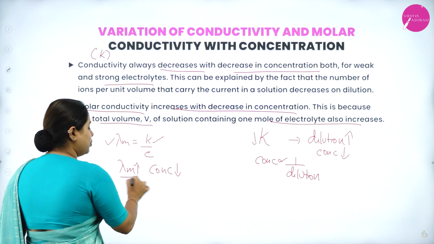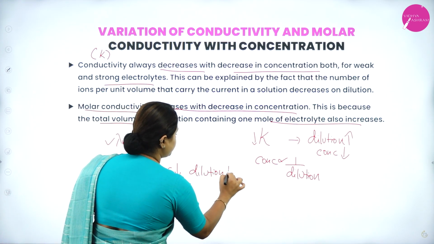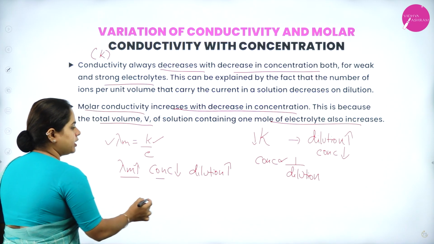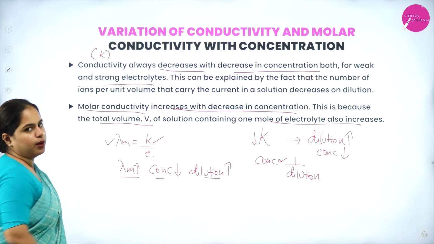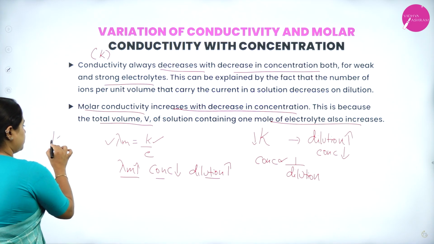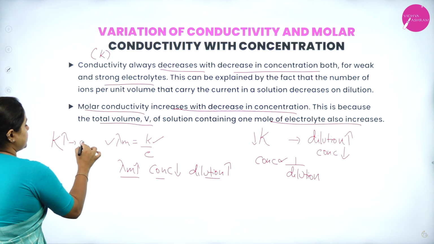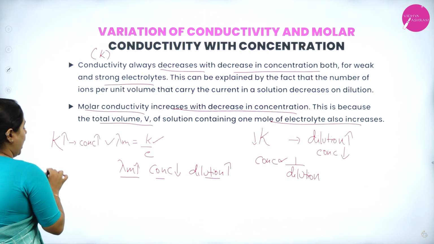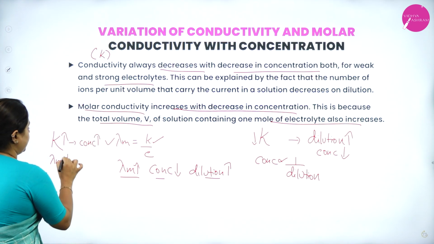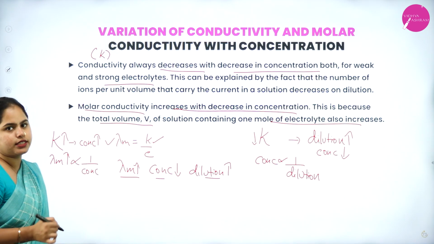That means, can I say molar conductivity increases with increase in dilution also? Yes or no? When concentration decreases, dilution increases. Hence, molar conductivity also increases. So, you can remember, conductivity increases with increase in concentration, right? And molar conductivity increases with decrease in concentration. Okay, it is inversely proportional.